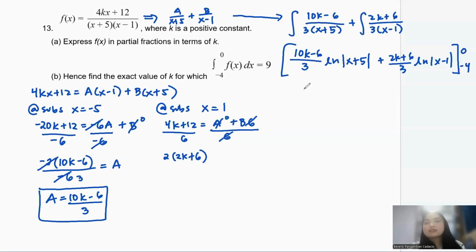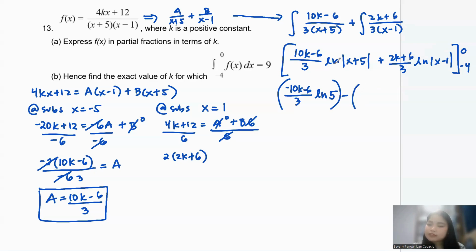So I know it's a little bit messy, but you can do it, guys. Okay, 10k minus 6 is the same. It's just a number. Imagine it's just a number. And this will become, putting 0 there, ln 5. This one will just be 0 minus 1. It will be ln 1, right? I will not show it, but that will definitely be cancelled because you're going to have ln 1 here when you put 0. So I will be proceeding to the next one. Okay, so this is the one remaining on the upper limits.